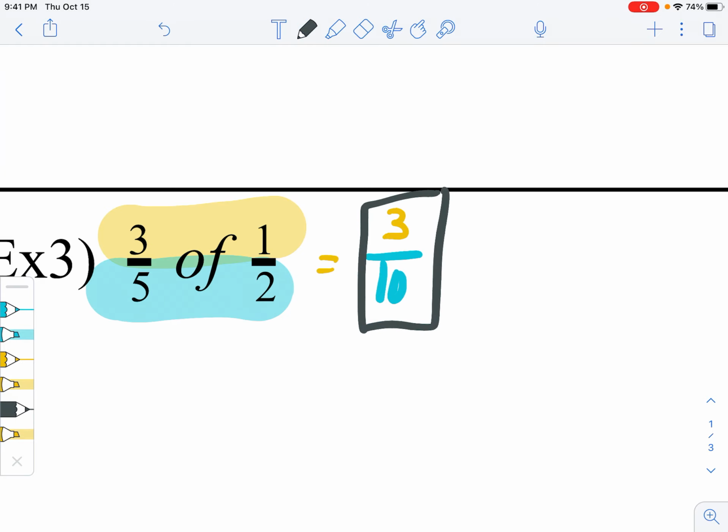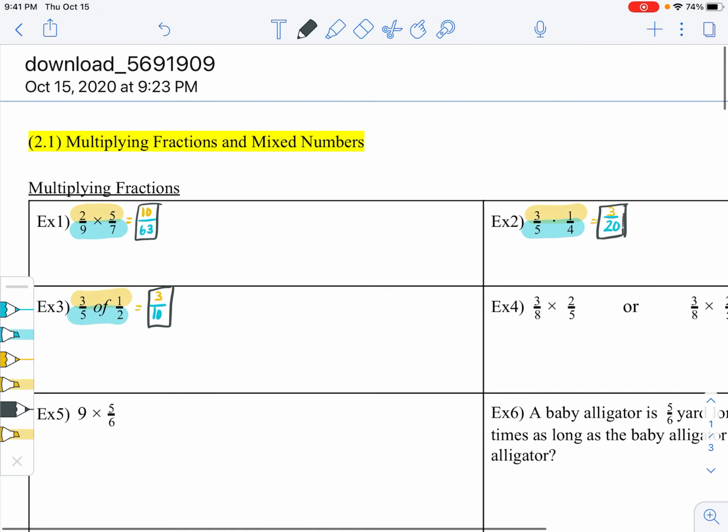You might notice in questions 1, 2, and 3, I signified we were multiplying in 3 different ways. The first one is the classic X to represent multiplication. The second one is with the dot, and the third one is with the word of.